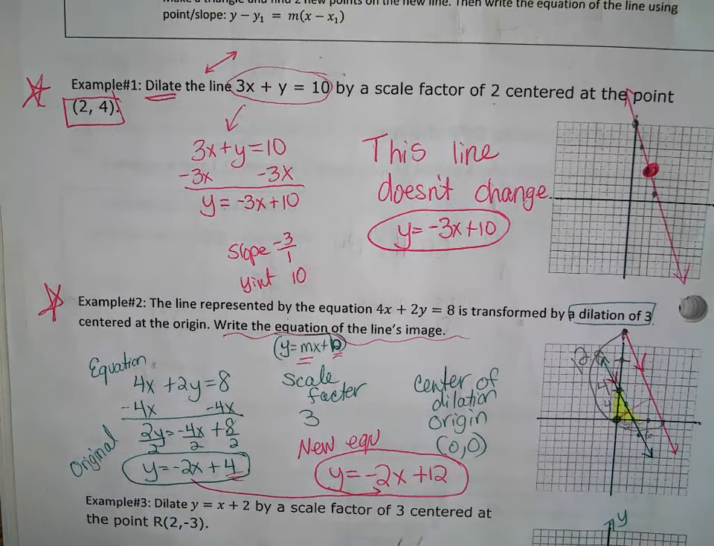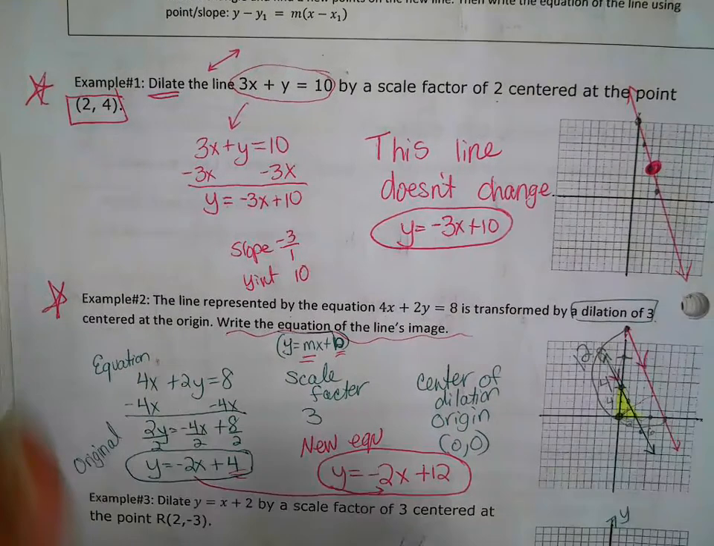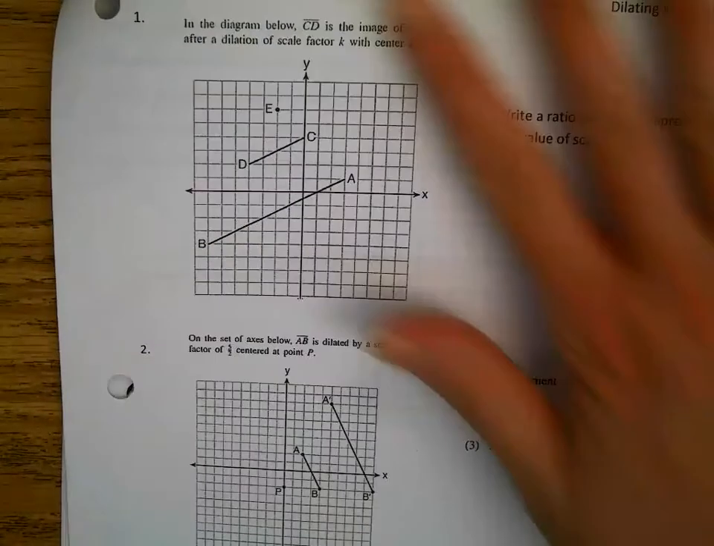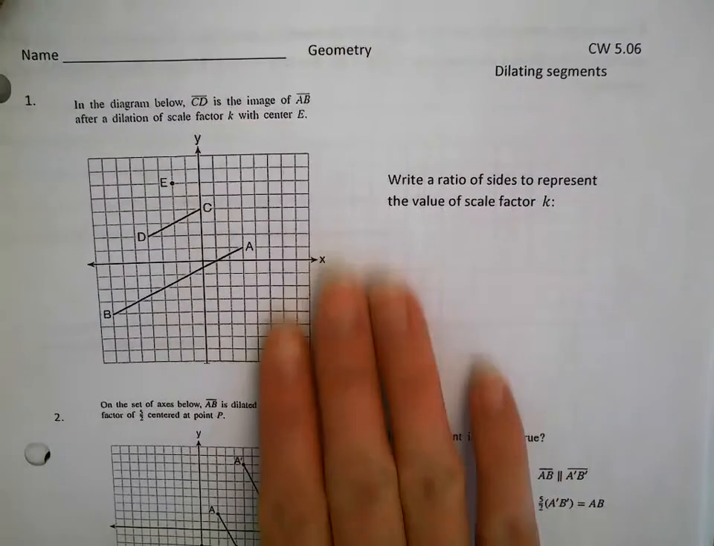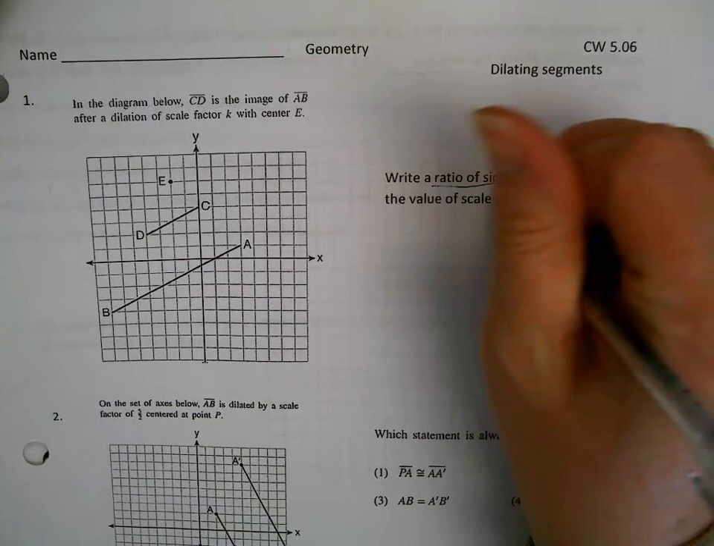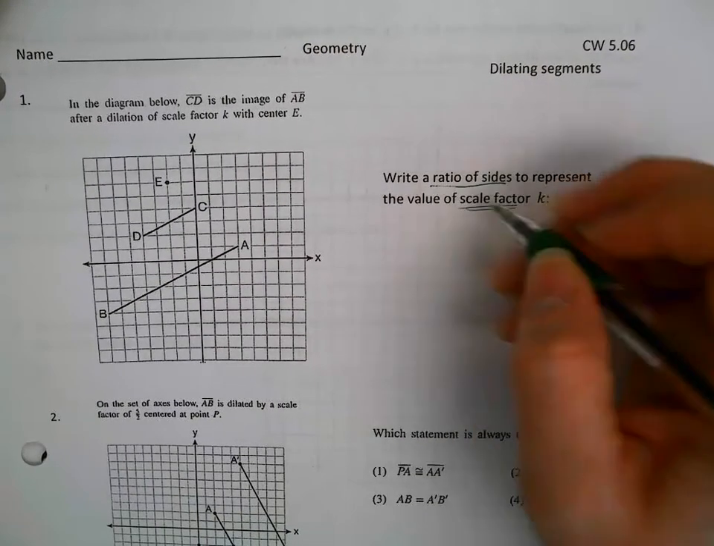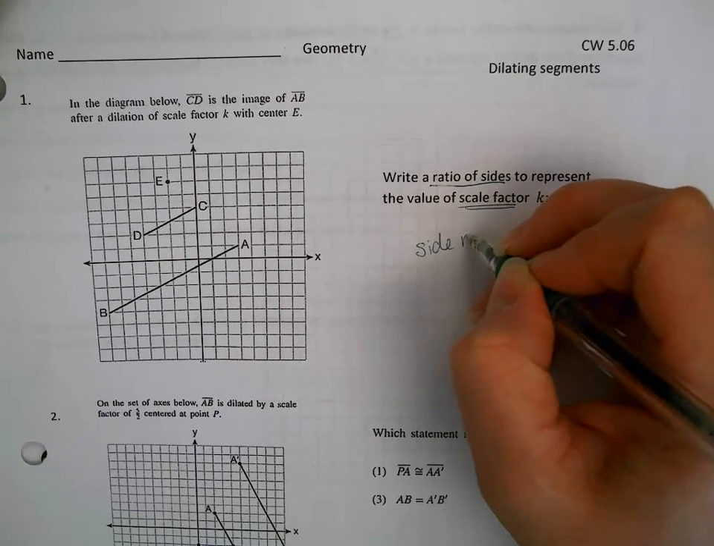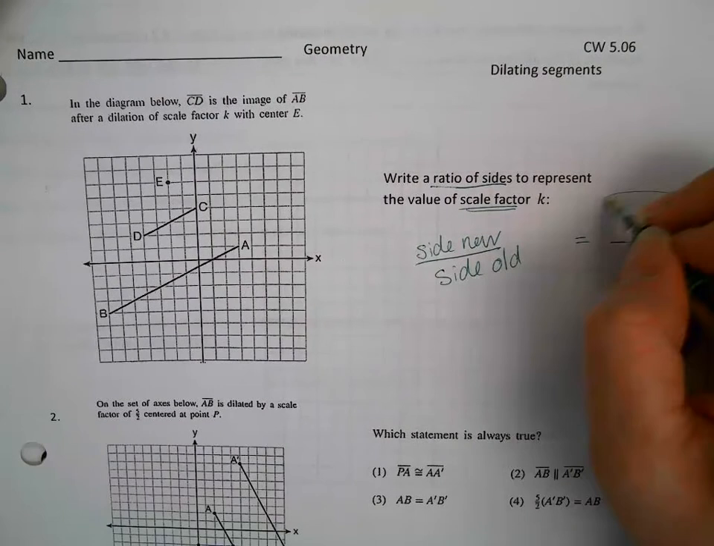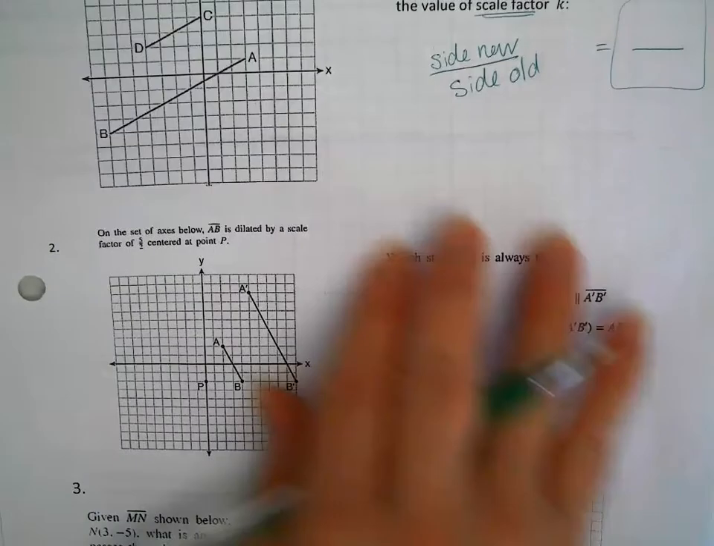Now, do I expect you to understand this by doing really just 2 of these? No, we're going to come back to this idea in Unit 6. We just needed to introduce it now so it's a little bit easier to understand later. What I'd like you to be doing now is try what you can on classwork 5.06. Write a ratio of the sides from the scale factor. Remember, the ratio of your sides is your scale factor. I want a side of the new over a side of the old, so a ratio, a fraction, a numerator and denominator.